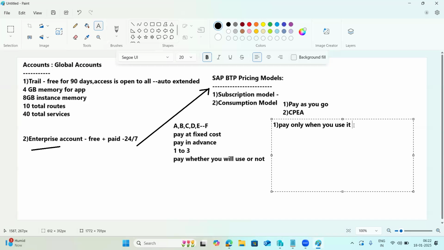We can use it for small POCs, small proofs of concept and so on. That is the main thing here.